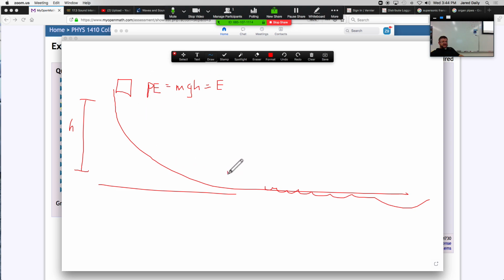Now when the box gets down right here, right before it hits the friction, what kind of energy does it have? If this is our 0 point, if this is height equals 0, and it's at the bottom of that height, does it have any potential energy anymore? What does it become? What kind of energy is it now? Kinetic energy. Kinetic energy equals 1/2 mv squared. And that is also equal to our total energy again.